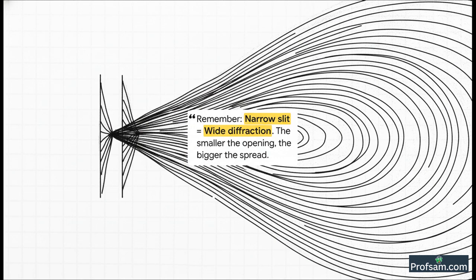Let's say it together. Narrow slit, wide diffraction. The smaller the opening, the bigger the spread. It might feel backwards, but this is a fundamental law of wave physics. Please don't forget this in the exam.